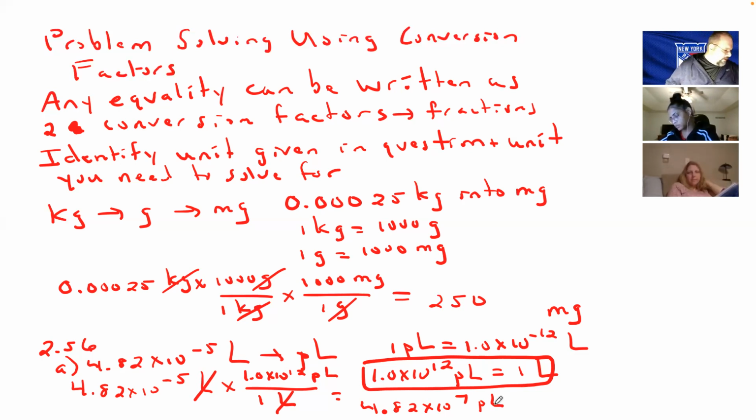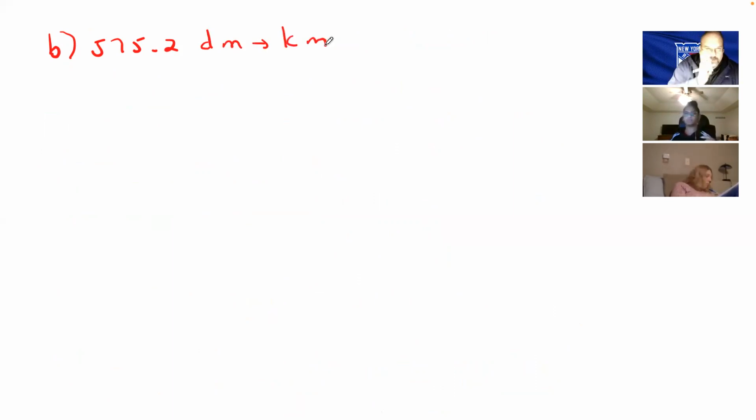All right, let's take a look at another example. Let's do letter B. So let's do 575.2 decimeters to kilometers. All right, so to do this, from my perspective, I'd want to remember two equalities.